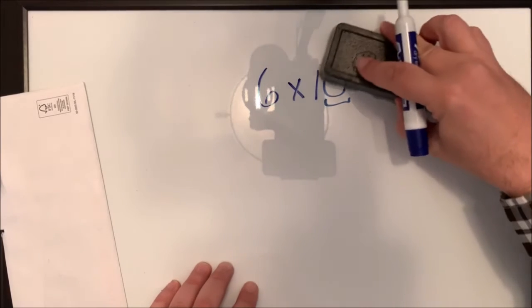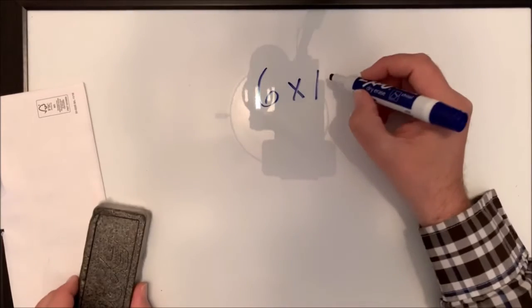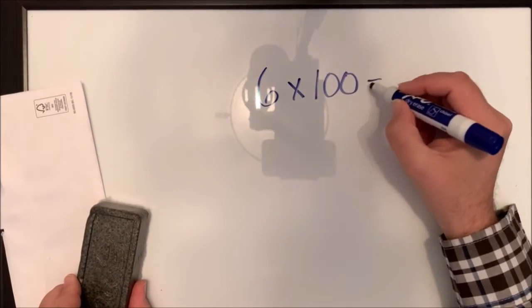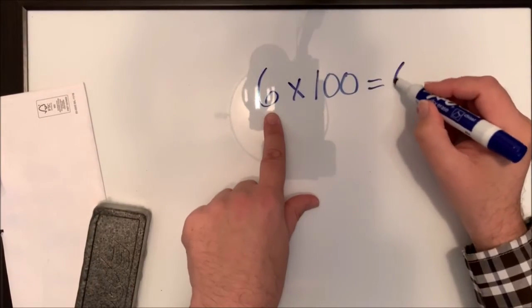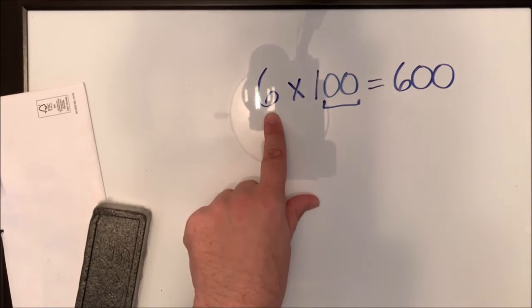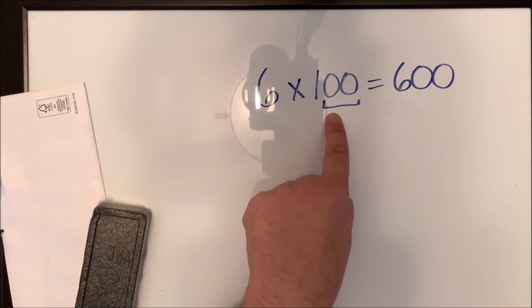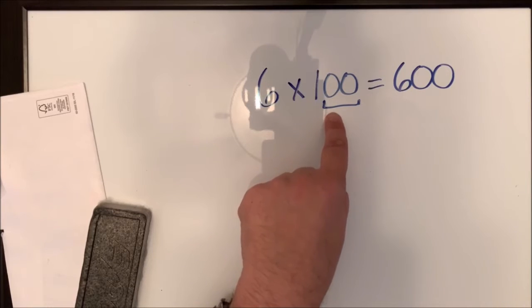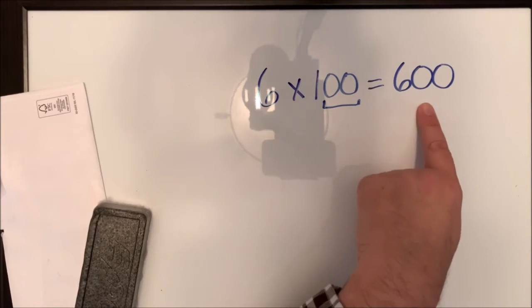If I did 100, I learned that I would take my 6 and I would add 2 zeros, because I am counting 6 groups of 100. So 100, 200, 300, 400, 500, 600.